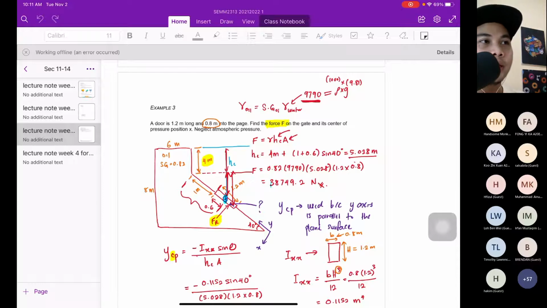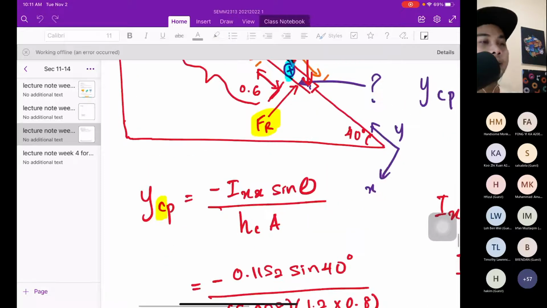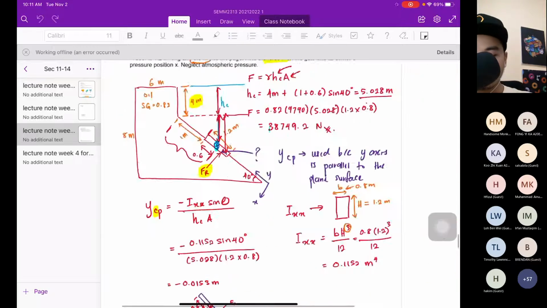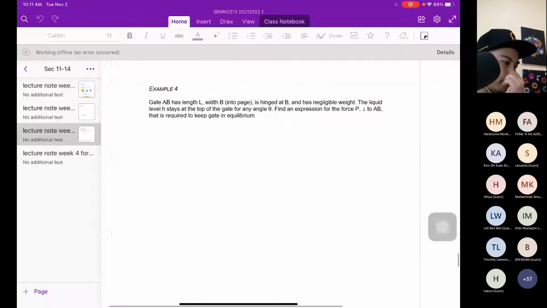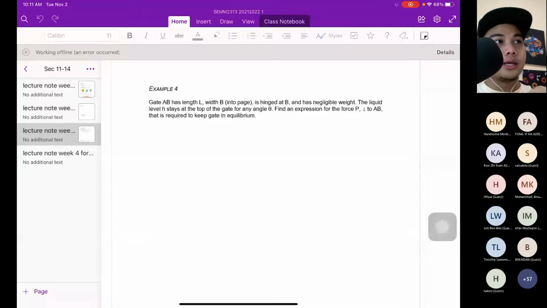In order to get HP, we need to find the YCP using this equation: negative Ixx sine theta over HCA. So for this part, I would like to recap with example 4. Okay, so for this one, please stay focused here. A gate AB, length L, width B into the page.